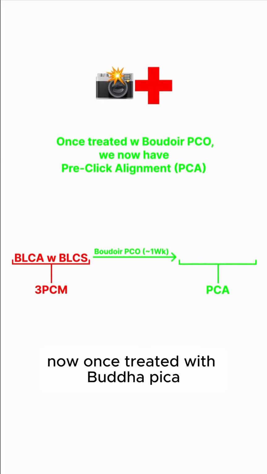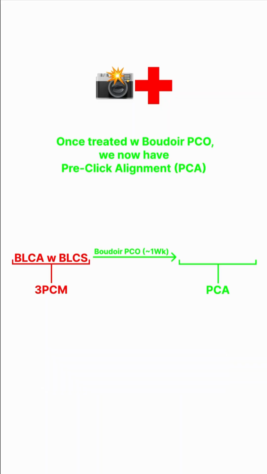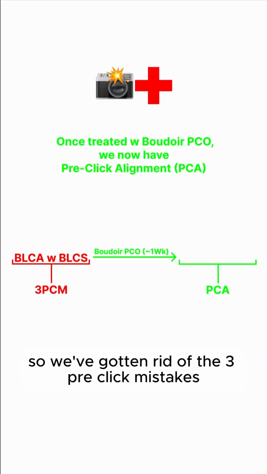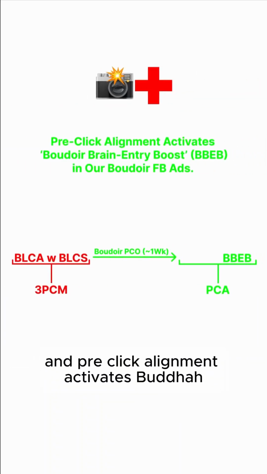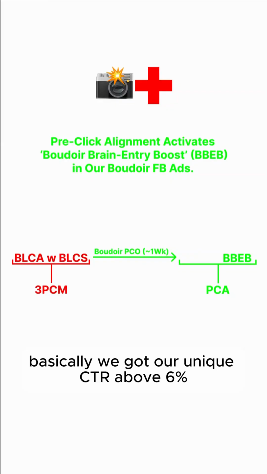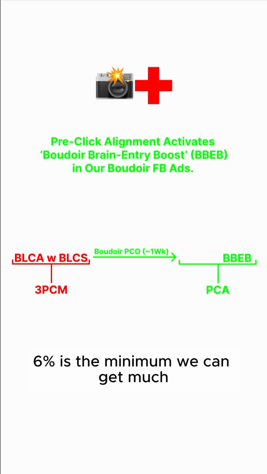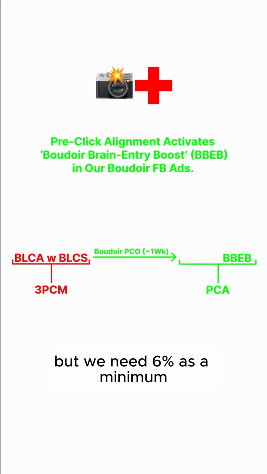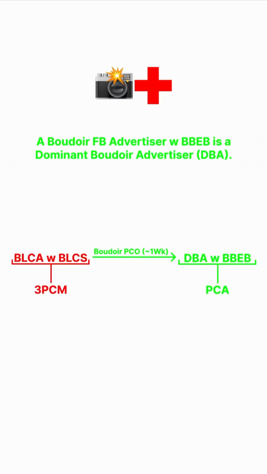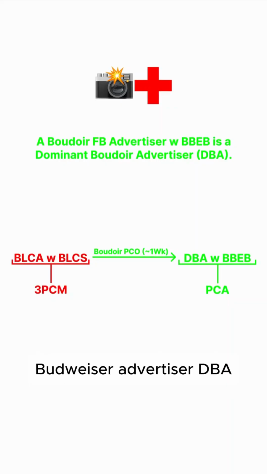Now, once treated with Boudoir Pico, we now have pre-click alignment, PCA. So we've gotten rid of the 3 pre-click mistakes. We now have pre-click alignment. And pre-click alignment activates Boudoir brain entry boost in our Boudoir Facebook ads. Basically, we got our unique CTR above 6%. That's where we need to be. That's literally the minimum. We can get higher than that, but we need 6% as a minimum. And a Boudoir Facebook advertiser with Boudoir brain entry boost is a dominant Boudoir advertiser, DBA.